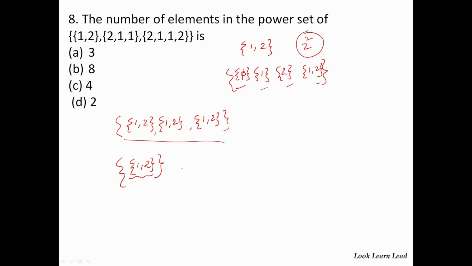Okay, this is one set. So we can write it as x also. If we have only one element, our power set would contain null and x. So it is a power set. That is, for this our answer is null and 1 and 2. So it contains 1 and 2 elements. Okay, so answer should be D.